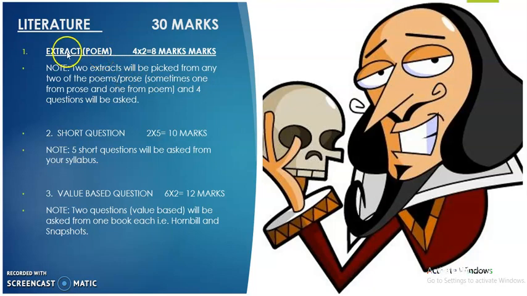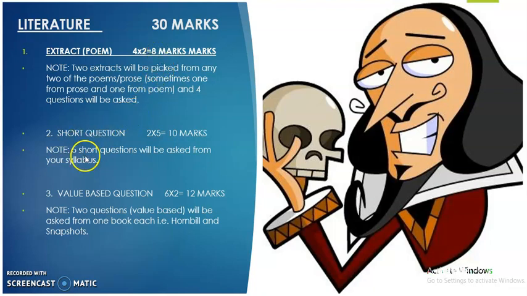Last part is the literature part, wherein you'll have 3 main questions, and there will be sub questions, of course. The first one will be an extract, either from a poem or from a prose. These are the RTC, the reference to context questions. 2 extracts will be picked from any 2 of the poems or prose, sometimes 1 from prose and 1 from poem, and 4 questions will be asked. You'll have 8 marks for this.